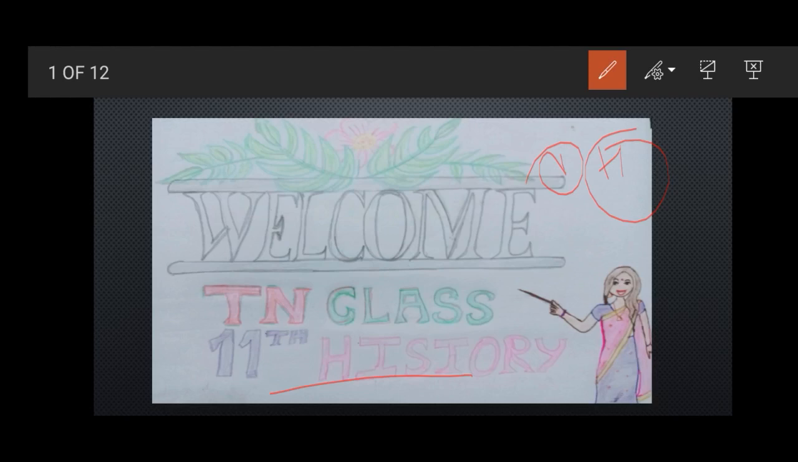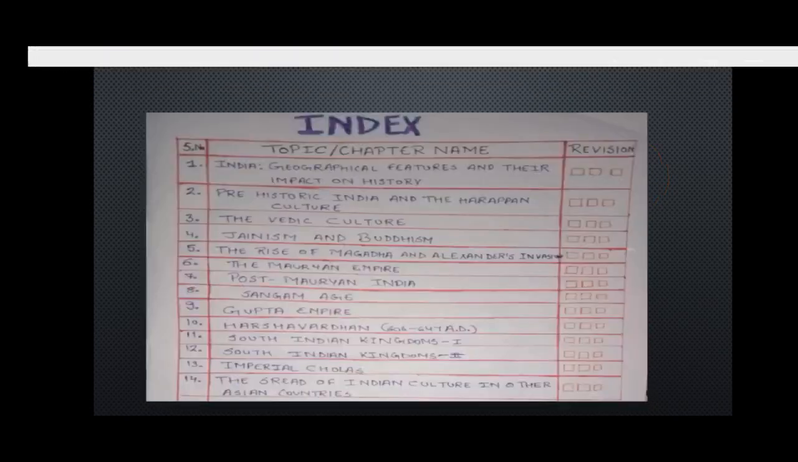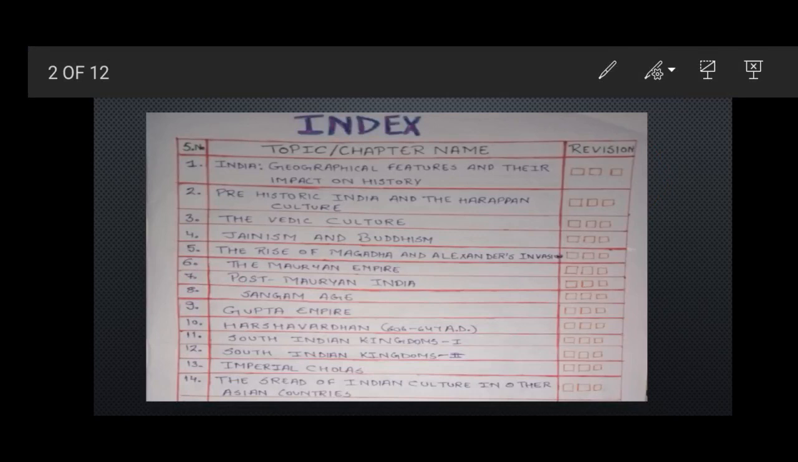Now, let's start this particular series. Here you can see the index of this particular book, where chapter 1 to chapter 14 deal with the ancient part of the history, in which chapter 1 is India and its geographical features and their impact on Indian history.